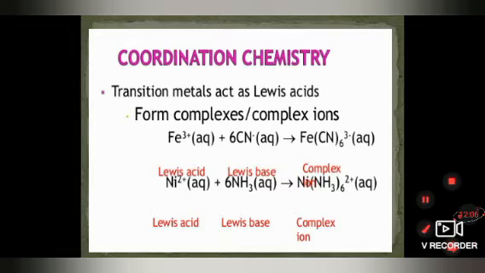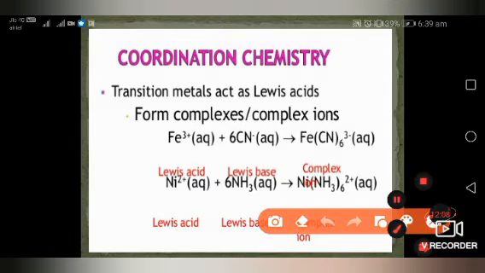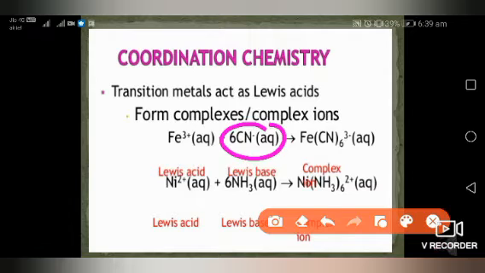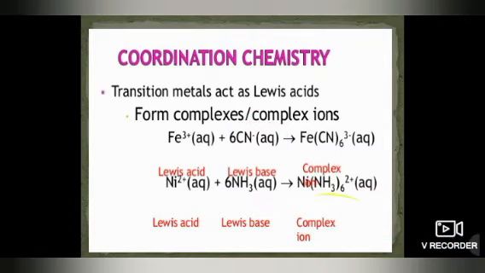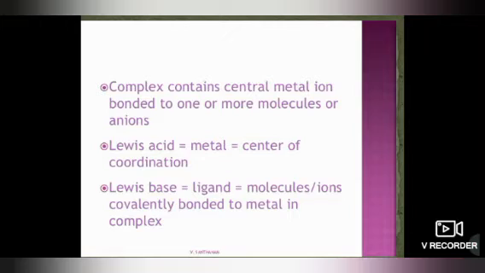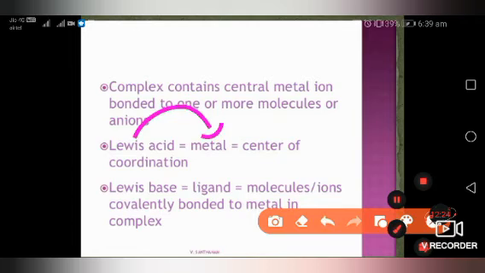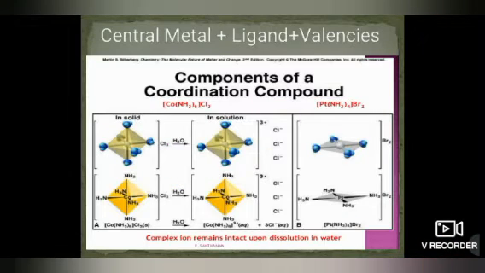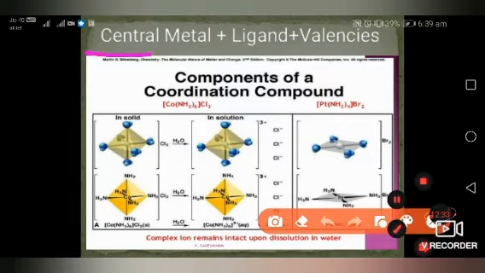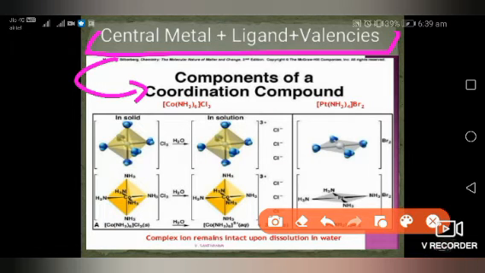which transition metals are basically metals, and then there are ligands, that is basically Lewis base. Okay, so a complex contains a central metal atom which is bonded to one or more molecules or anions. So the central metal is called Lewis acid, which is the center of the coordination, and ligands are called Lewis base, which surround the metal atom. So central metal plus ligand plus valency will form a coordination compound.